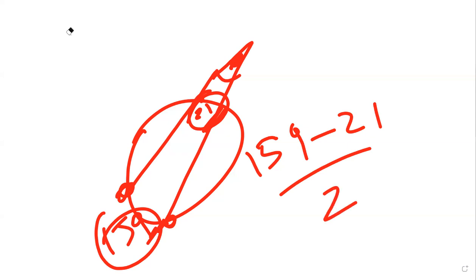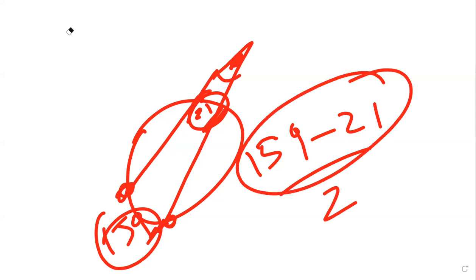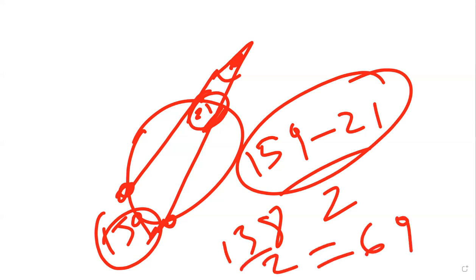And all I need to do is to say 159 minus 21, divided by 2. That's all I need to do. Divide this by 2. When we work this out, we get 138. And then if we divide 138 by 2, we get 69. It's equal to 69 degrees.